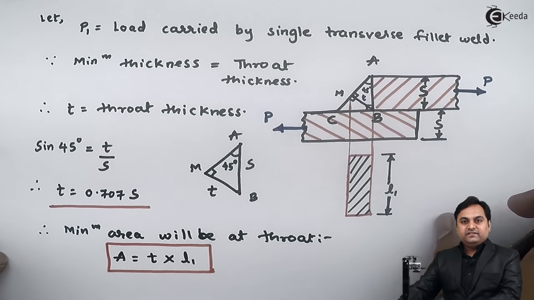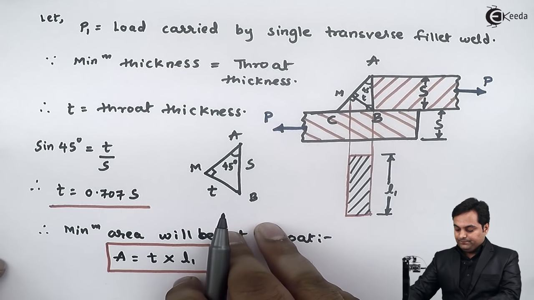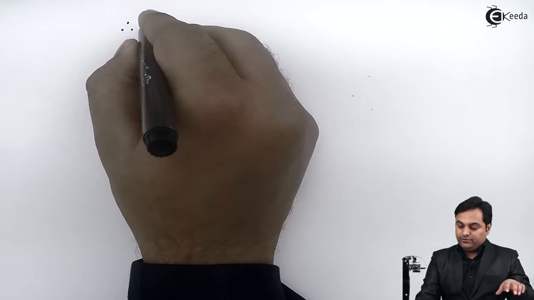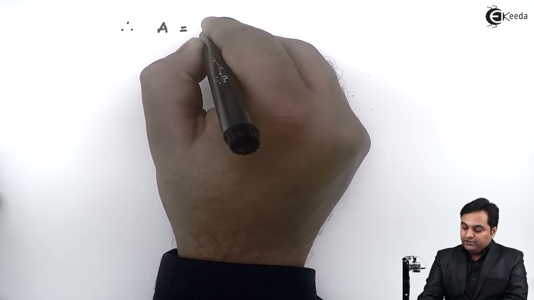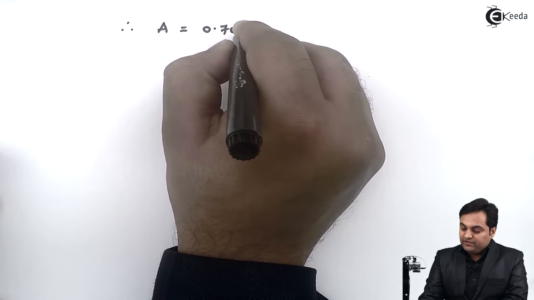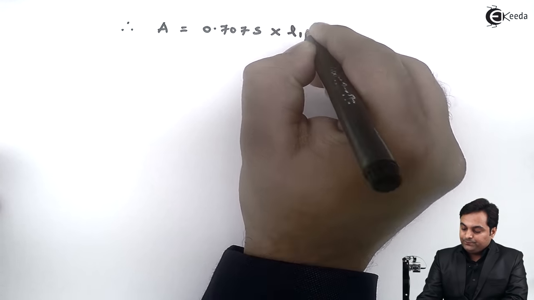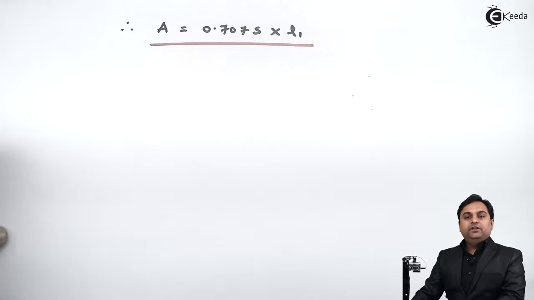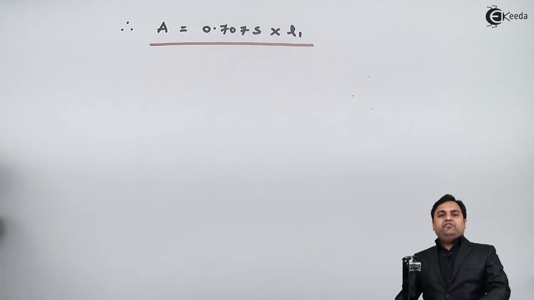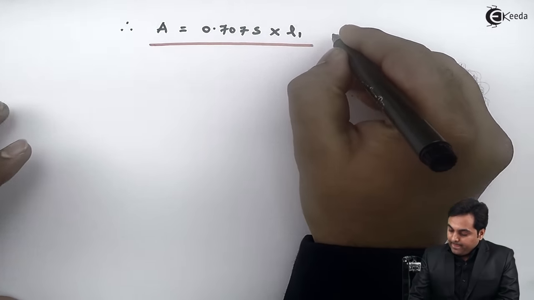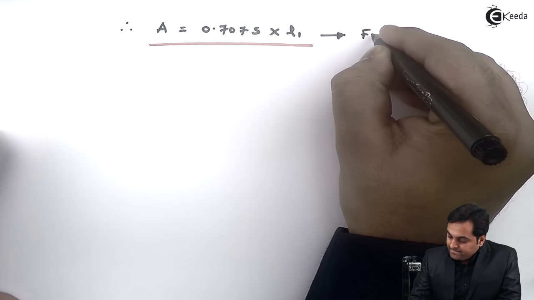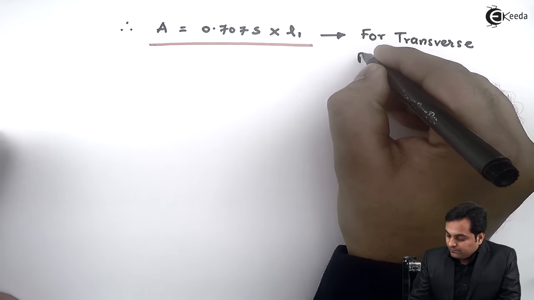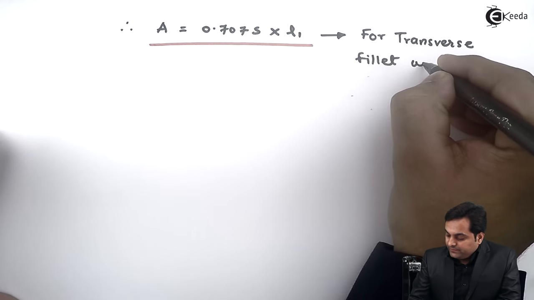So if I simplify this, I will get area, and therefore the minimum area becomes 0.707 S into L1. Now this is the minimum area, or we can say failing area, for transverse fillet weld.